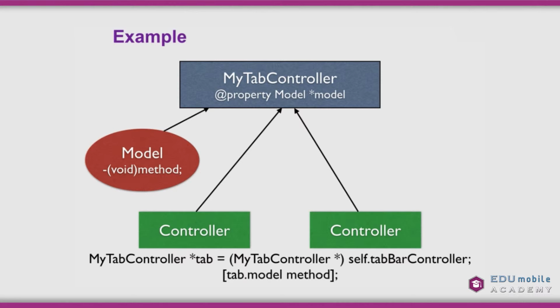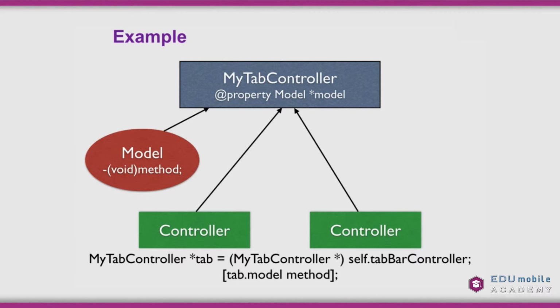Well, let's say we have a tab bar controller. I've called it MyTabBarController, and it has a property of type Model called model. Now over here in the red ellipse, I have a model class, and it has a method called method. And then I have two controllers that are under this tab bar controller, and that would be represented by two tabs. And then in each of those controllers, I can get to the model by saying MyTabBarController star tab, I'm calling it just tab, equals, and then we have to cast self.tabBarController to the type MyTabBarController. And then we can just say tab.model and then call the method on that.